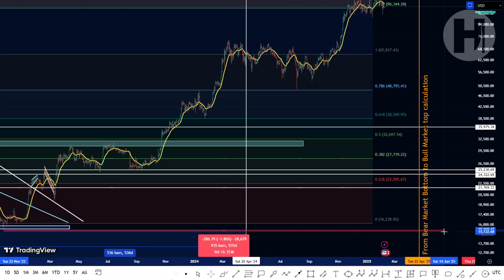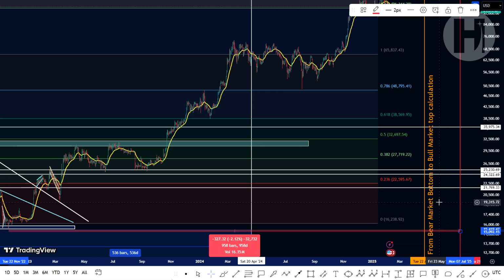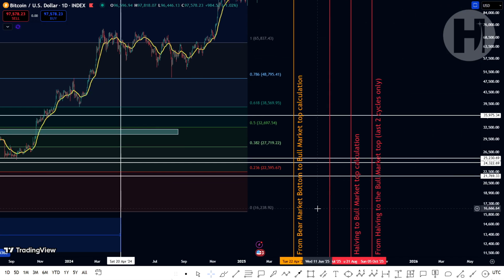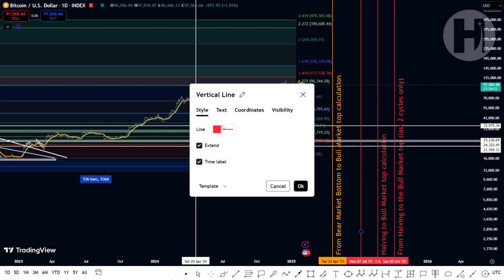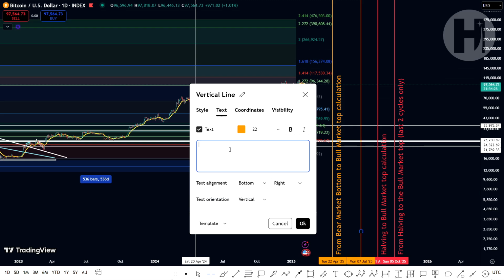So we're looking for 959 days. There we go, that puts us in July. That takes us to July 2025. So this is from bear market bottom to bull market top, last 2 cycles only.